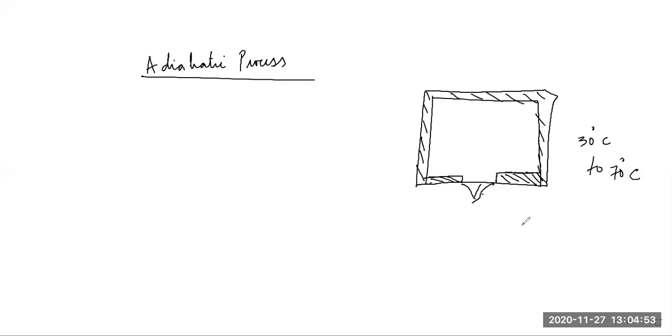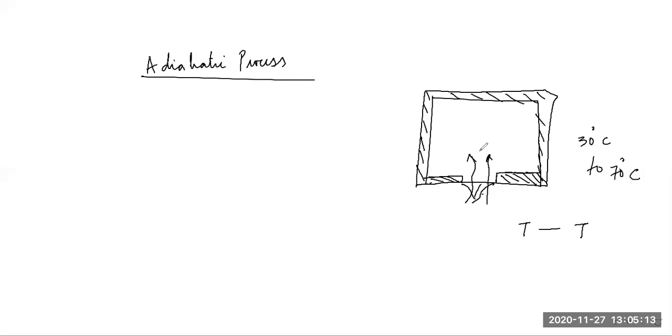Why? Because heat always flows from high temperature to low temperature. So it will always flow in this direction. There will be no backward flow of heat, right? Research says that. So this is adiabatic process. How will you represent adiabatic process on the PV diagram? That we'll see later on.